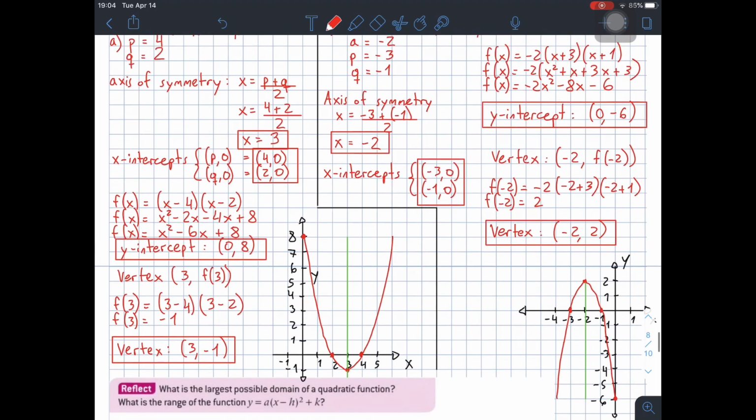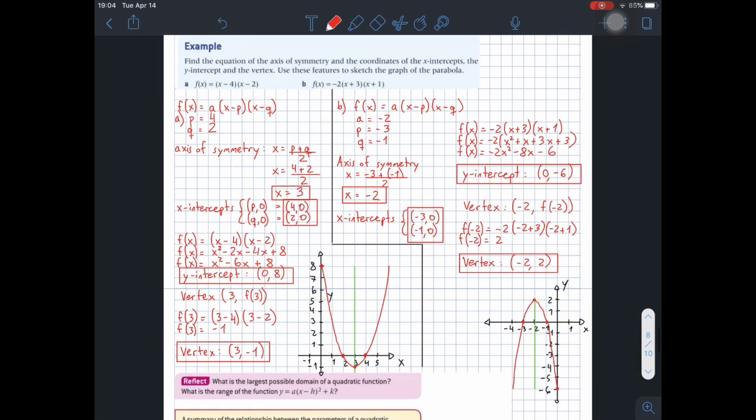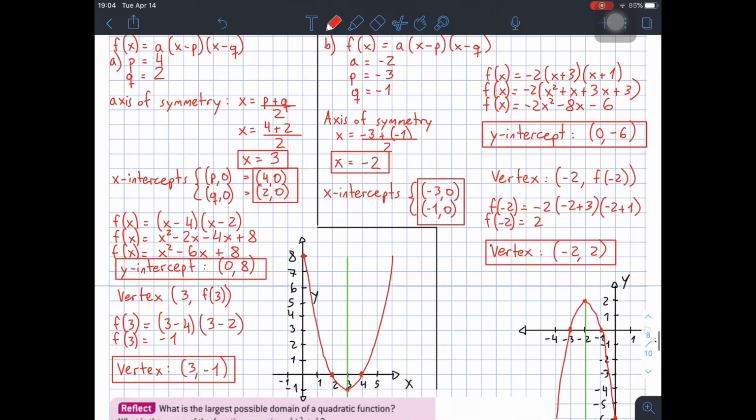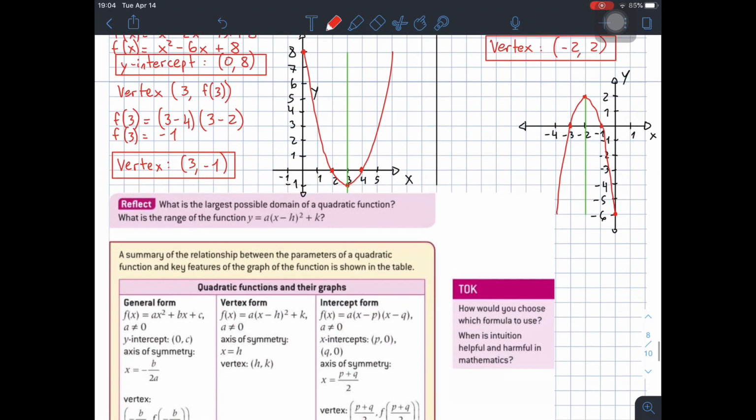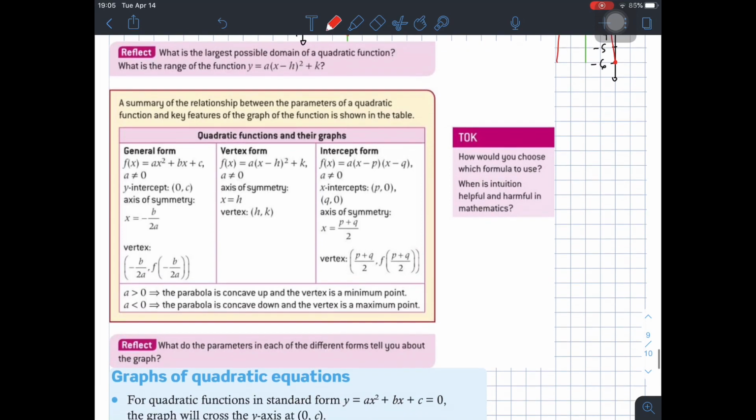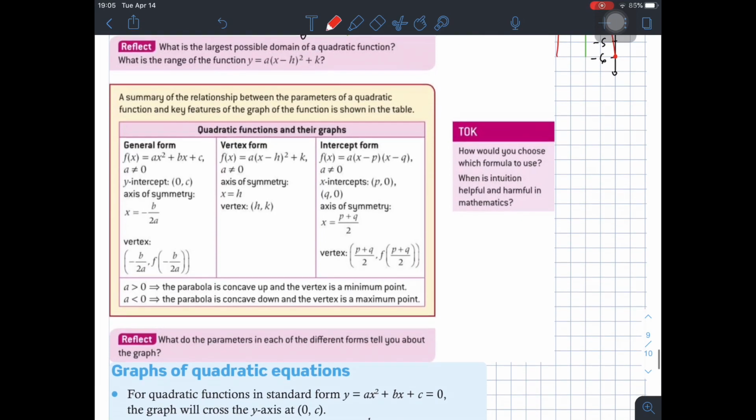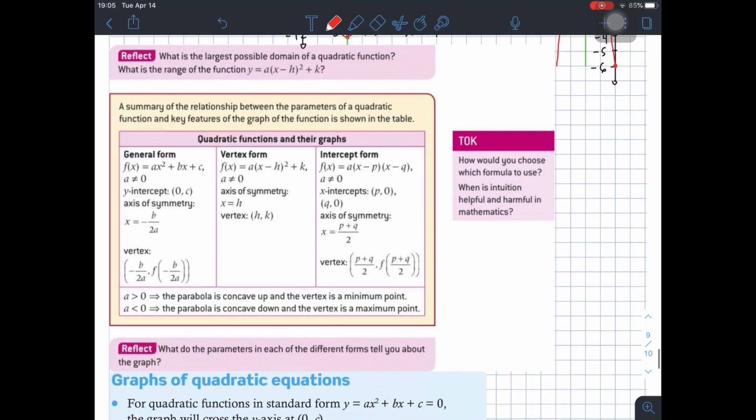So this is how we quickly sketch a parabola, having the important characteristics, which are the y-intercept, the x-intercepts, the axis of symmetry, and the vertex. Finally, before we finish, we're gonna make a brief summary of all of the different forms of quadratic functions we've seen during these days.